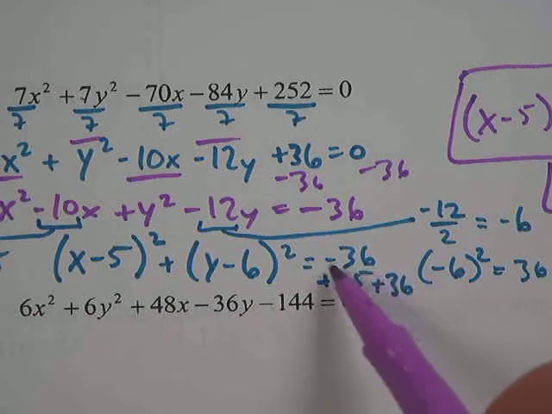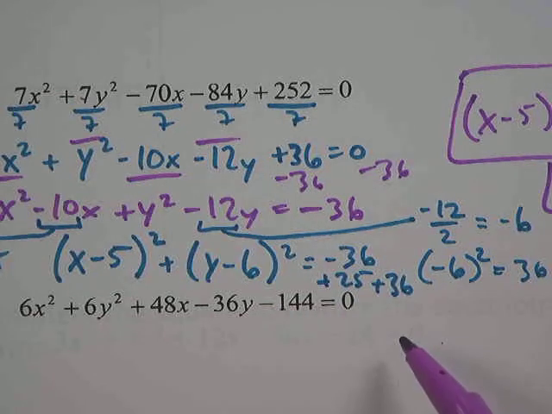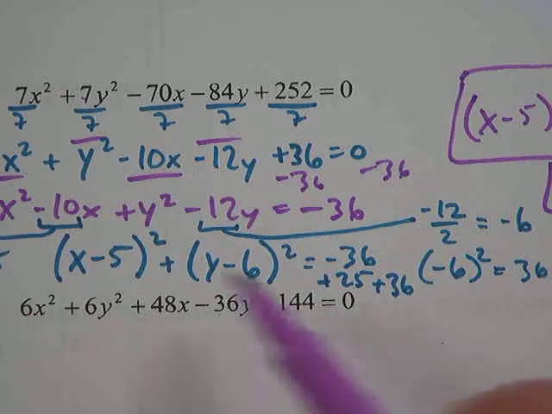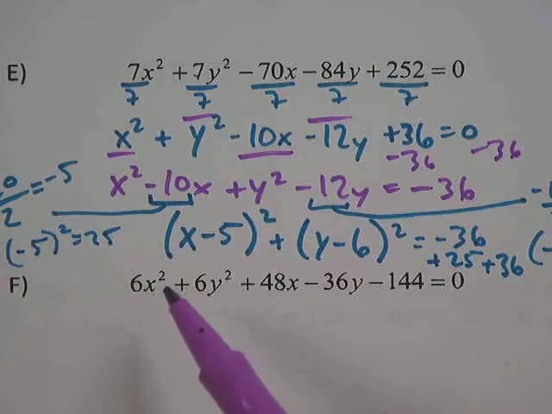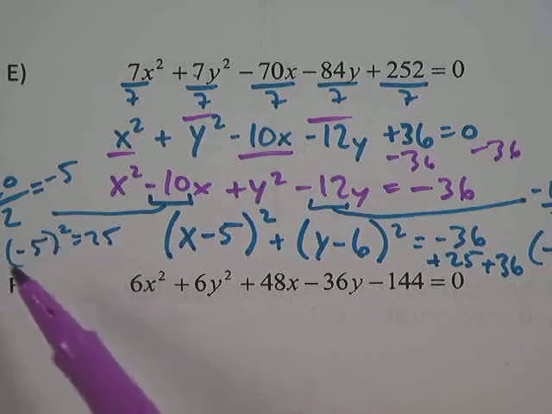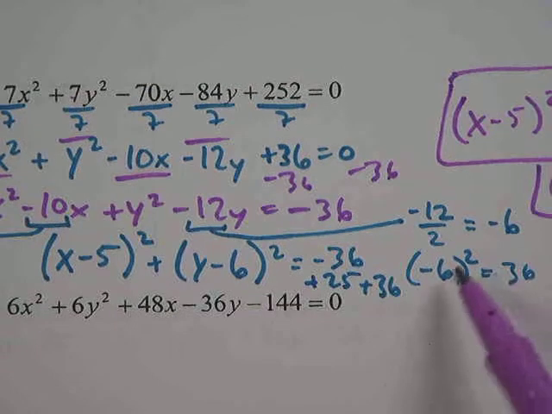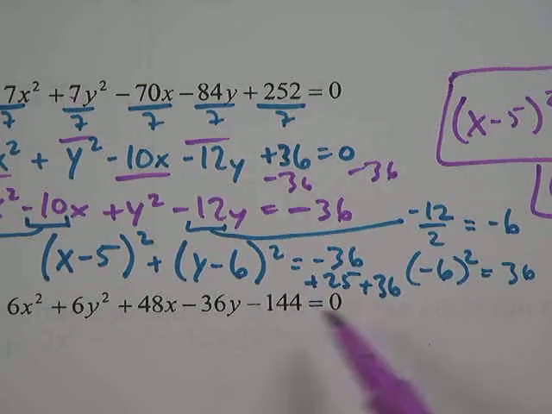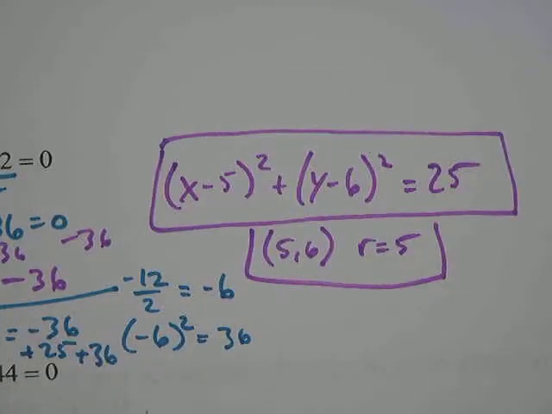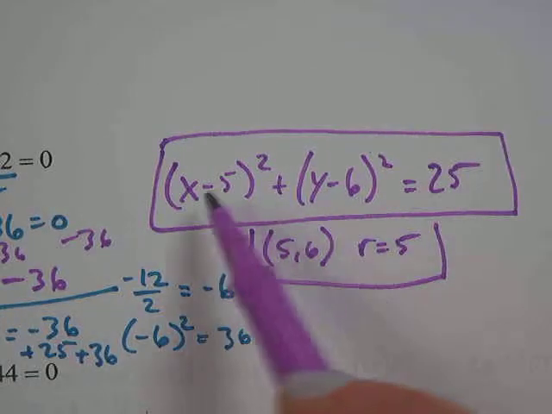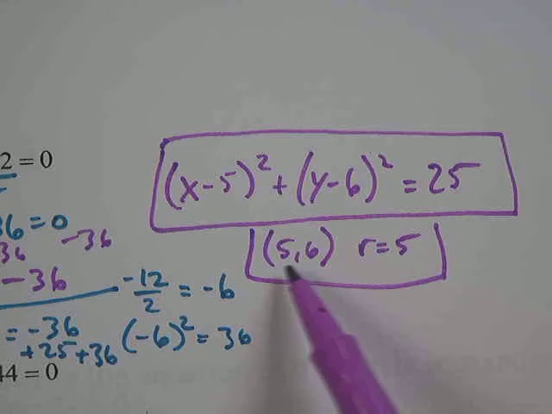And then we had the negative 36 over here, but we added the squared numbers over here. So we had to add the squared numbers on the other side as well, so we had to take negative 5 squared, which is 25, and negative 6 squared, which is 36, and add them to the right-hand side. And we end up with this for our final equation, and 5, 6 for our center, and 5 for our radius.